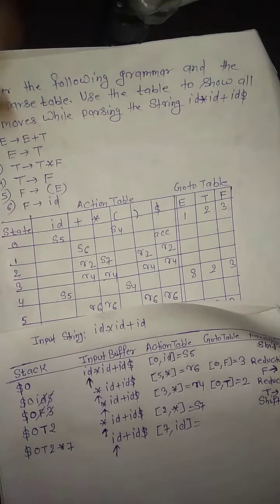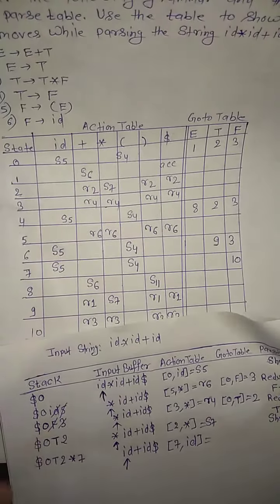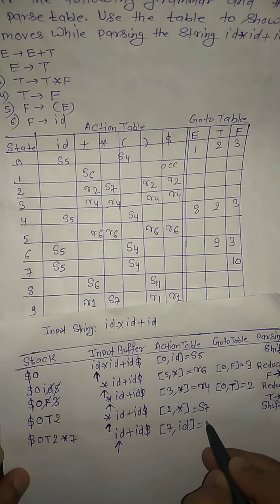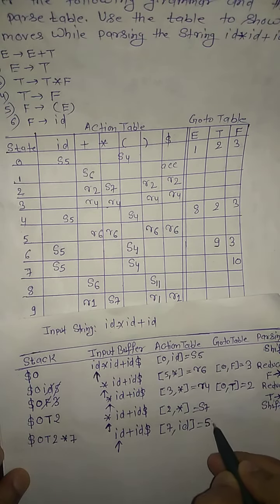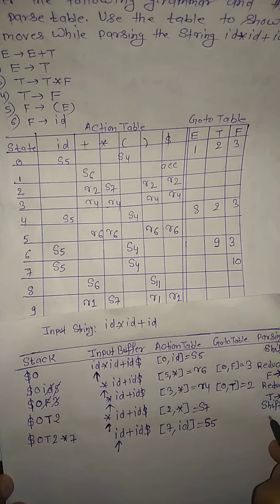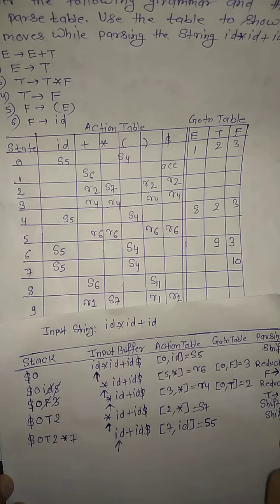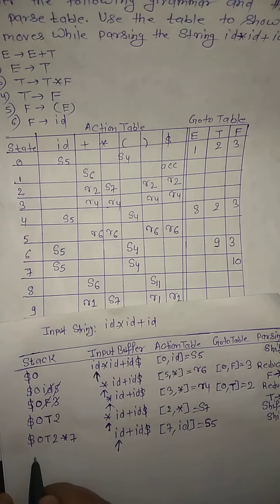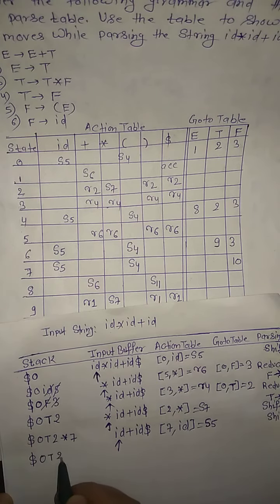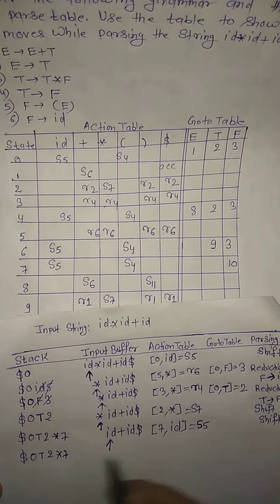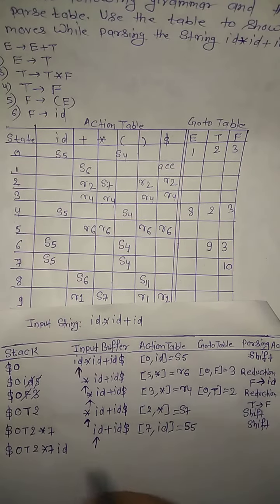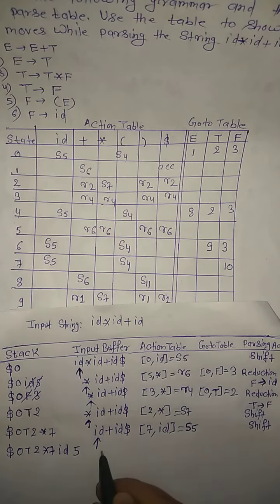So write S5 here. Again S5 means shift. You have to perform the shift operation. Now write $0T2 star 7, and shift ID on the top of the stack, and 5 also. Now the pointer points to the next symbol, and the next symbol is plus.